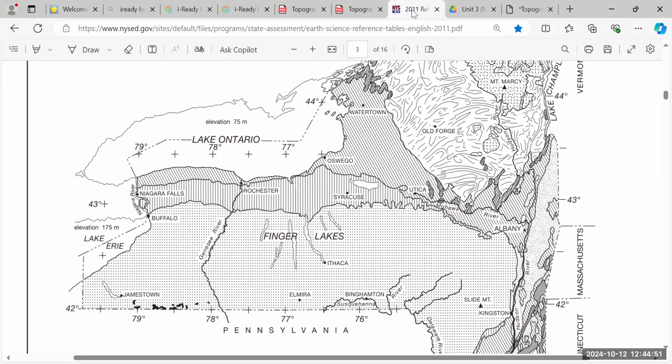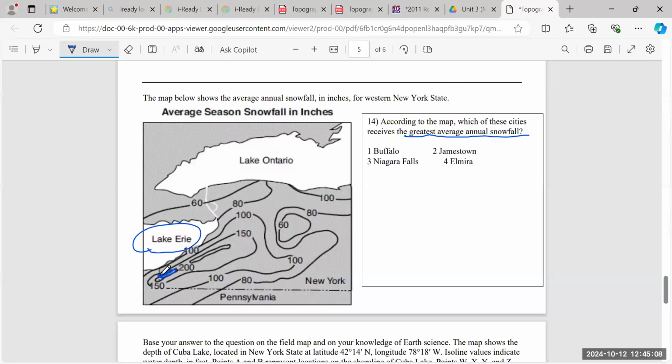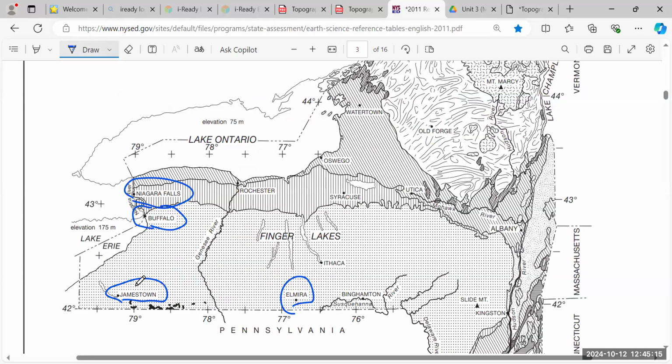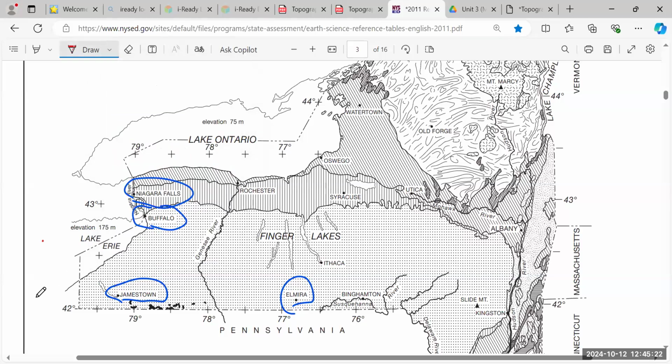So one of the choices was Elmira. Another one was Jamestown. Another one was Niagara Falls. And the last one was Buffalo. Now, remember what we stated on our sheet. It is definitely below Lake Erie, close to the borderline of New York. So when I take a look, it's below Lake Erie, close to the borderline of New York. And so that means the best option for that is Jamestown.